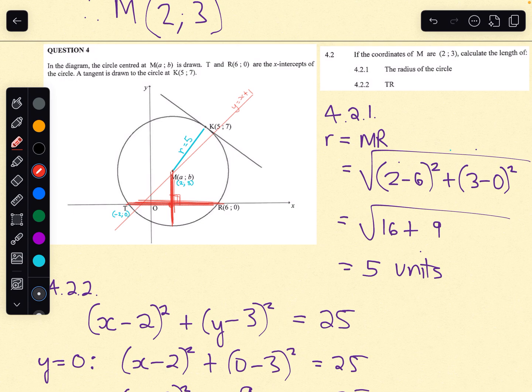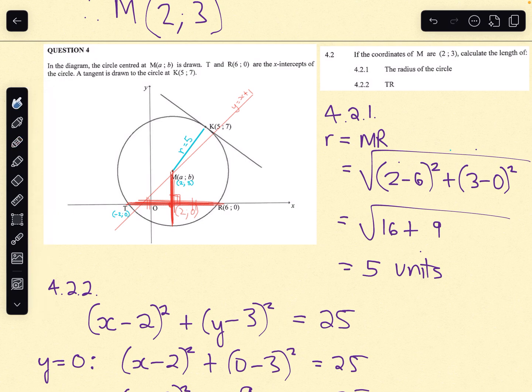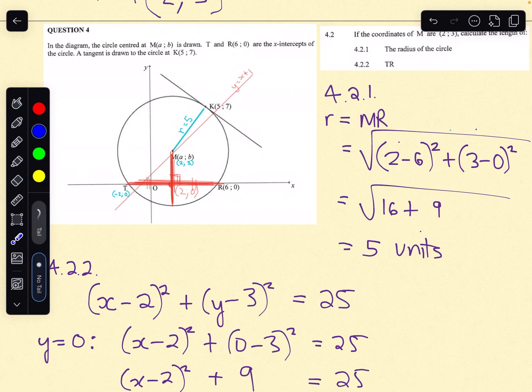So that would mean that this point over here is a 2 and a 0, right? And because we have a perpendicular line from the center to the chord, these two little pieces are equal in length. Since this is 4 units, this would also be 4 units, so it would be 8 units in total. So that was another way that you could approach it without needing to explicitly find the coordinates of T.